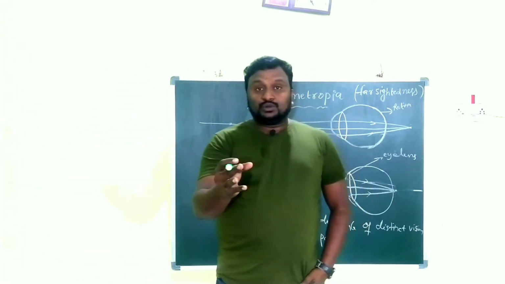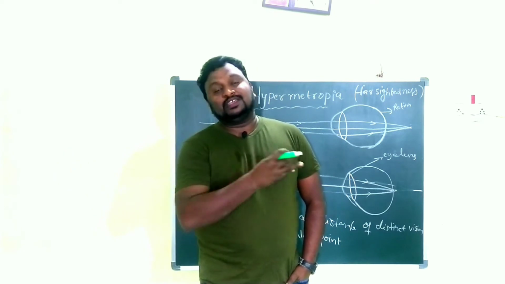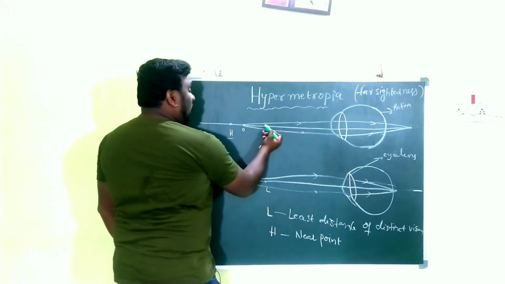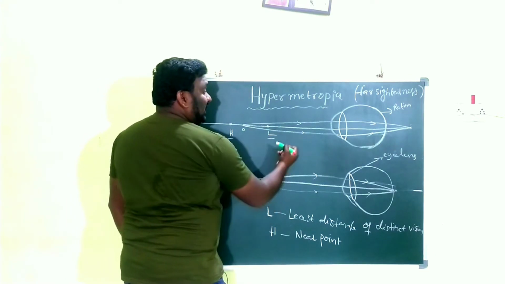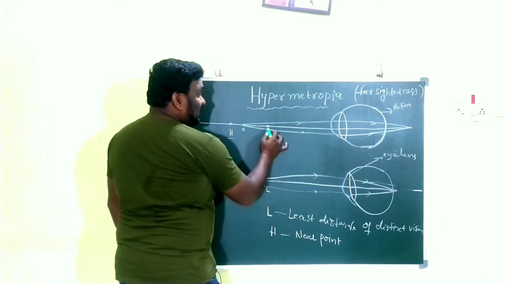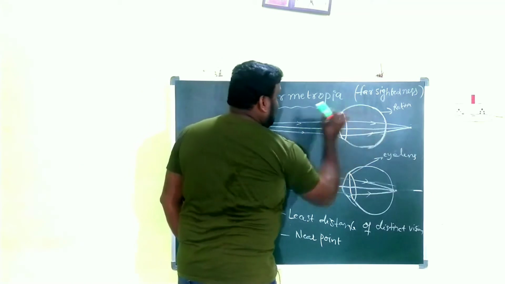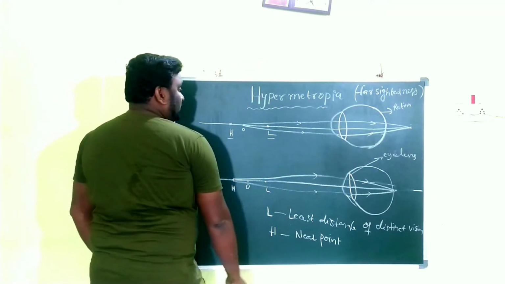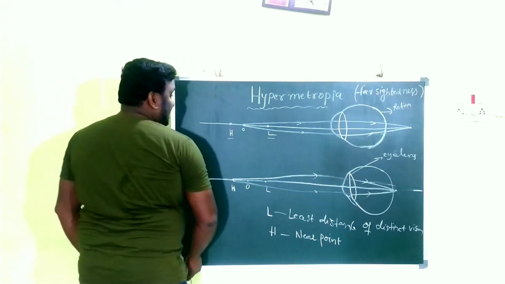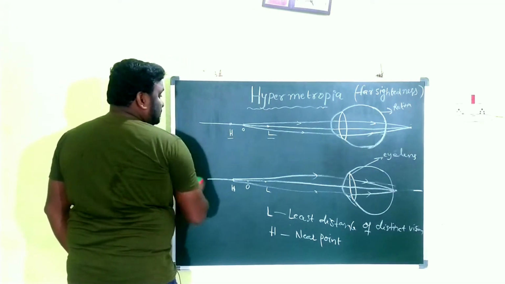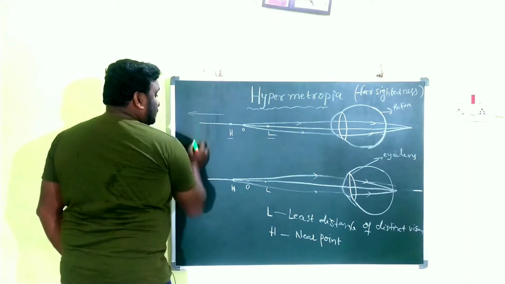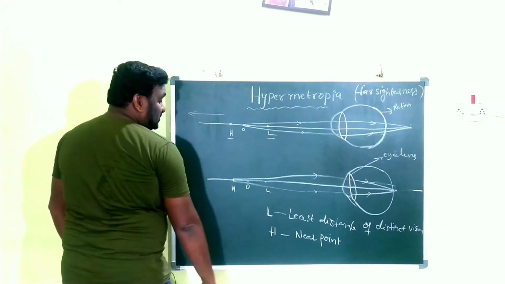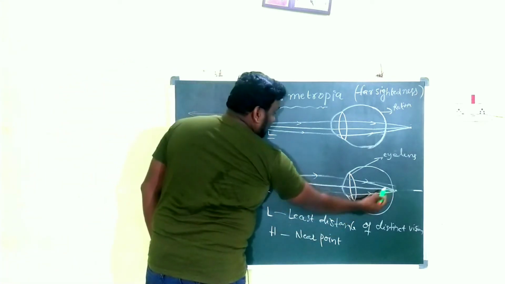First, what is meant by near point here? We know that when the object is at L, we are able to see the object because the image forms on the retina. Children, in this diagram, if the object is just beyond the edge, then the eye lens forms the image on the retina.